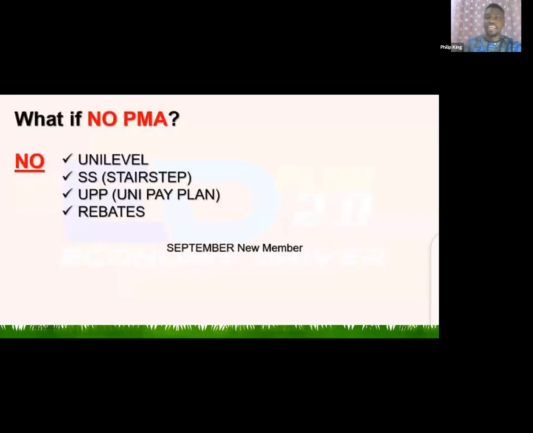But guess what? If you are not doing your maintenance, or if you miss your maintenance, you also miss the uni-level, you miss the step, you miss the UPP, and even the rebates for that particular month. Rebates are cash back. You bought a toothpaste, you get cash back for buying your own toothpaste. You bought a My Choco, you get cash back. Whatever you buy, you get cash back for your own purchase. So if you don't do your maintenance, you're not going to get rebates, UPP, step, or uni-level bonus. You miss all these bonuses by missing your maintenance.